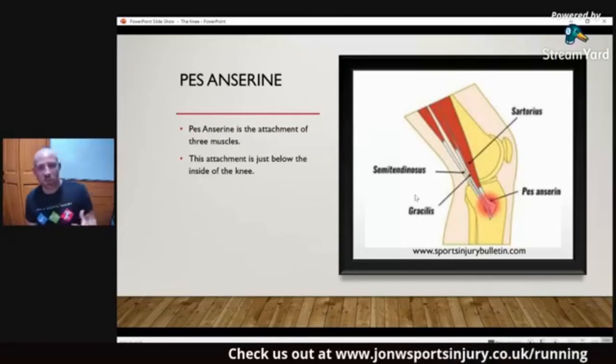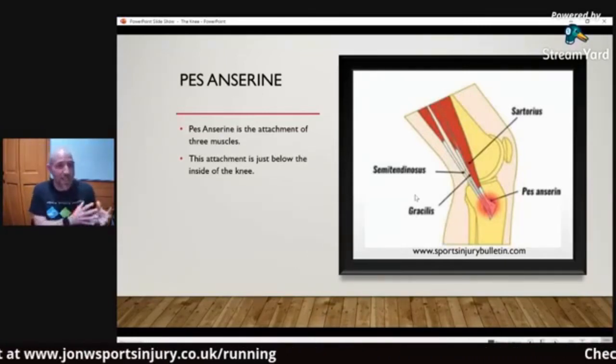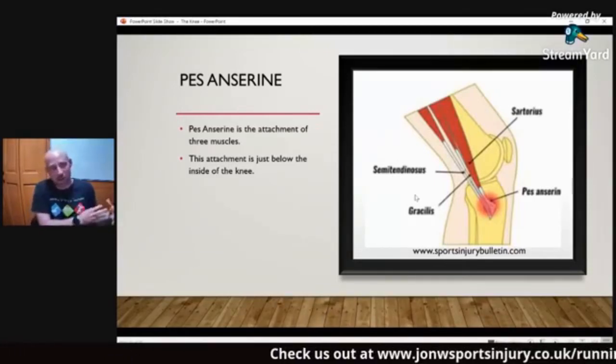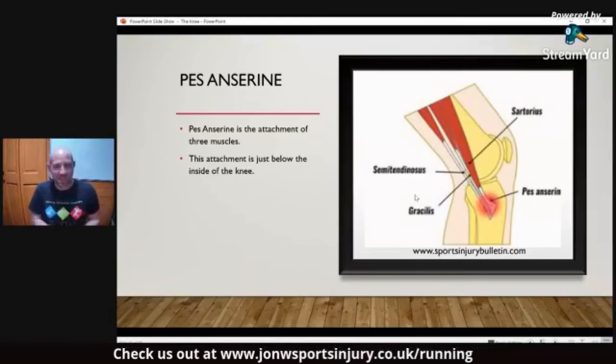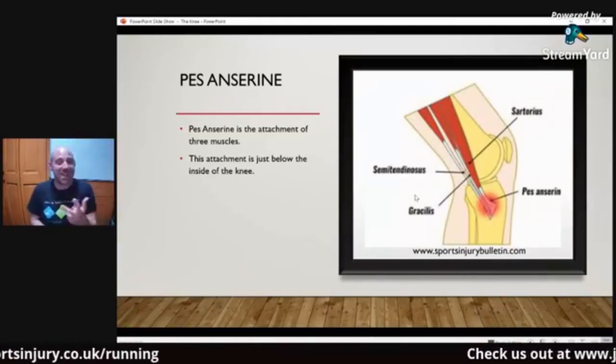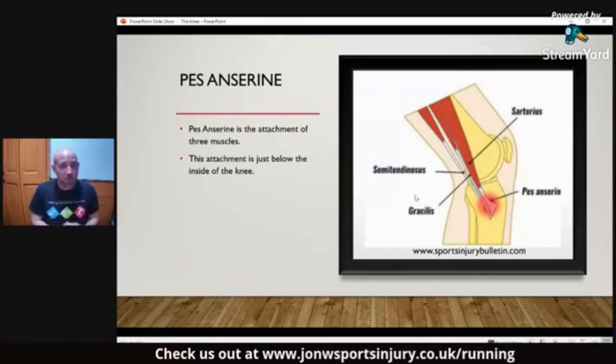Now, the muscles that attach into here are the sartorius, the gracilis, and the semitendinosus. If you want to remember those, the way I learned it, a long time ago now at university, was "say grace before tea", because it's the sartorius, the gracilis, and the semitendinosus, which is the hamstring muscle. So these three muscles all converge.